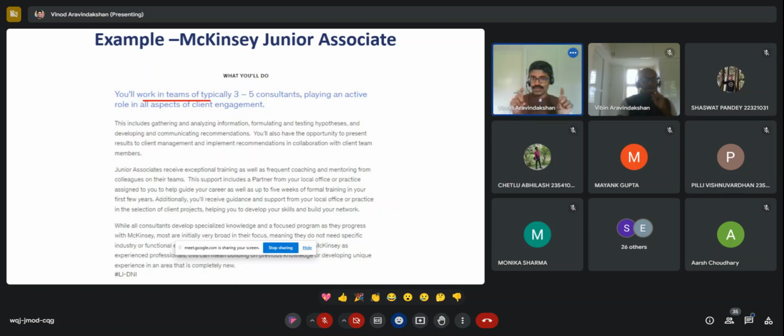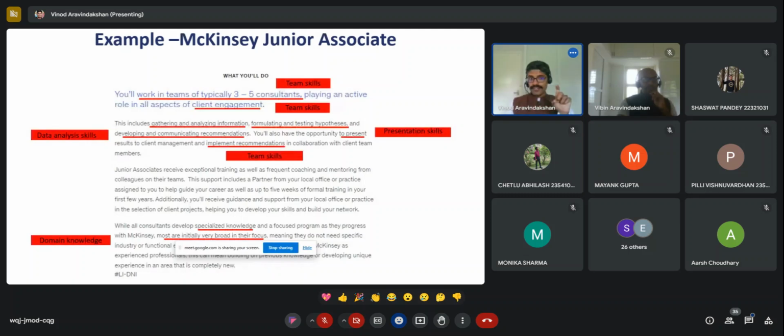To a team skill or a people skill. It talks about gathering and analyzing information, formulating and testing hypotheses, developing and communicating recommendations. These are all part of data analysis skills. So this is part of business skills. There's something called presentation skills, and you'll have to implement recommendations. So presentation skills is a part of people skills. Implementing recommendations is also part of people skills.